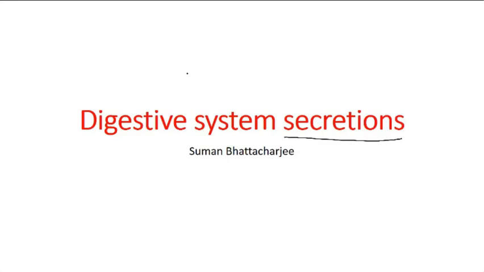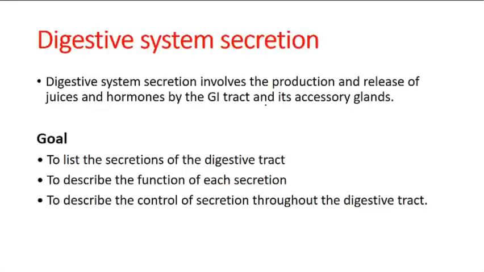Digestion deals with both secretions as well as absorption. First, they need secretions to break down the food into smaller fragments and produce nutrients in the unit form. Then they will take those nutrients and absorb them. So digestion is designed in such a way. Now let's look at the process of secretion.